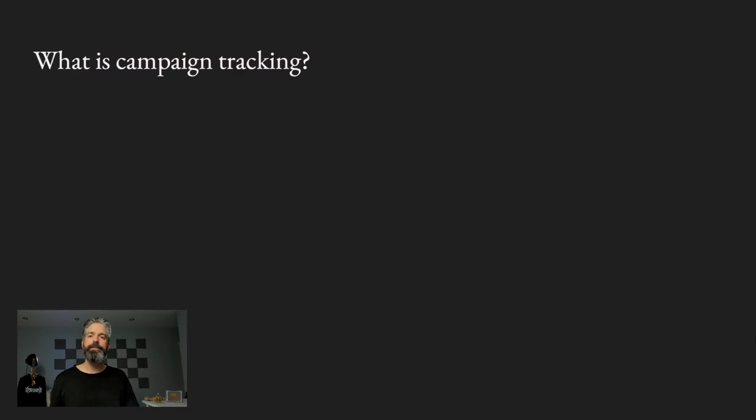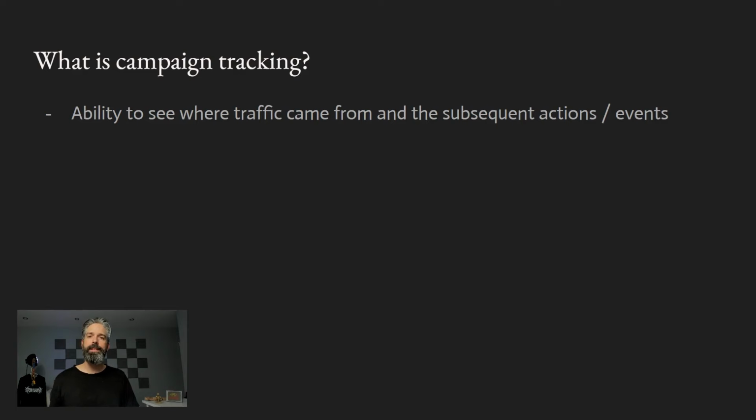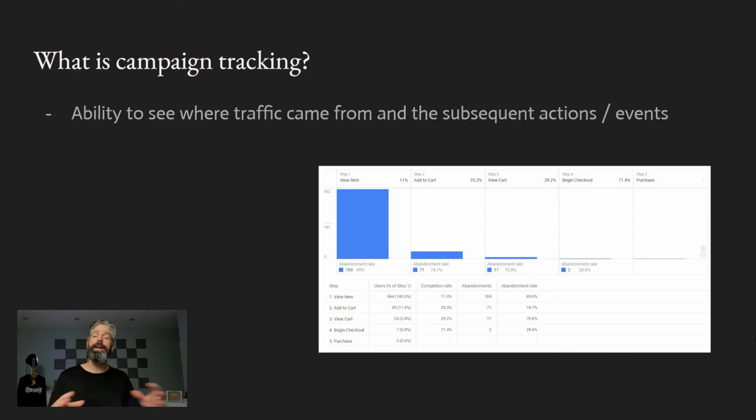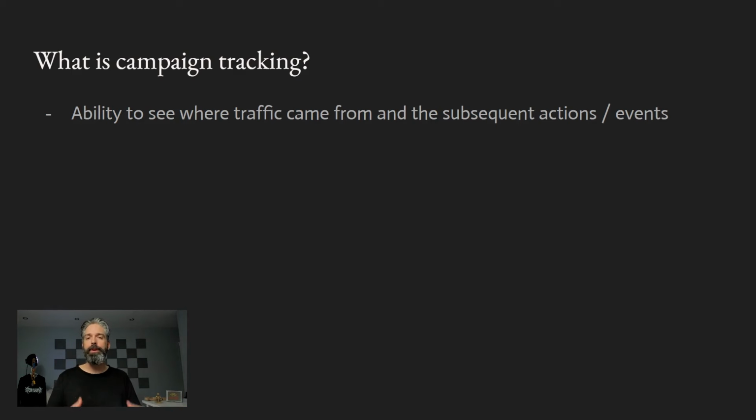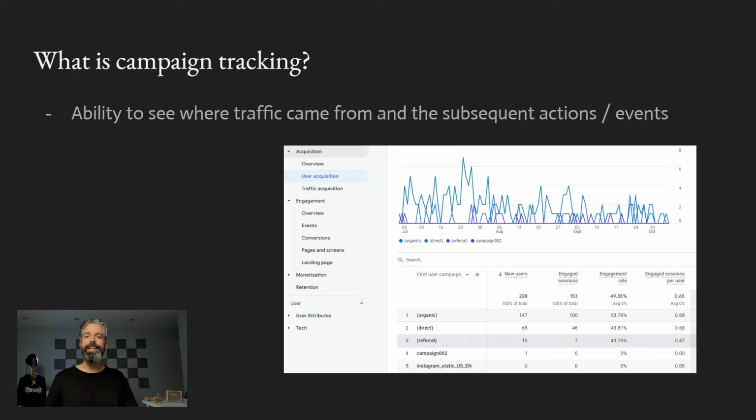When I say campaign tracking, I mean the ability to see where traffic is coming from and the subsequent actions users take after coming via that click or marketing channel. By doing a little planning before your campaign runs, you can easily see your traffic inside of the standard GA4 reports, like these two campaigns right here, as well as build custom reports to see more detailed data about the traffic that came from your marketing efforts.